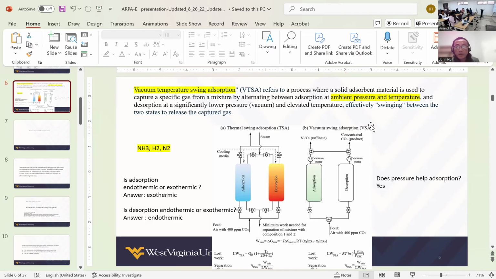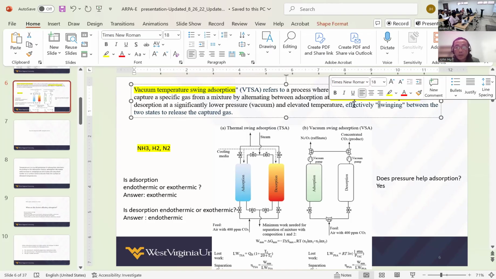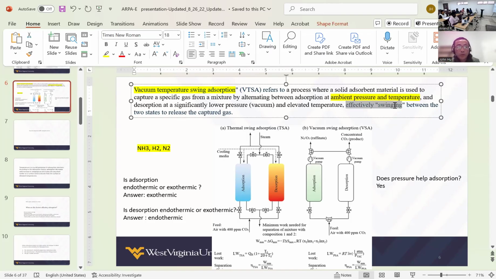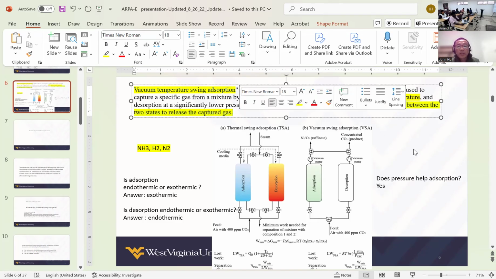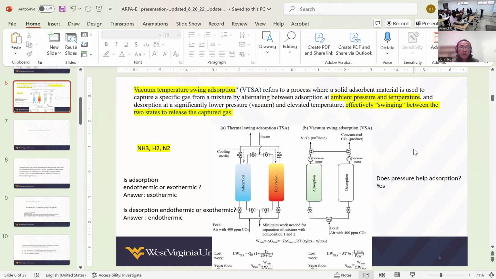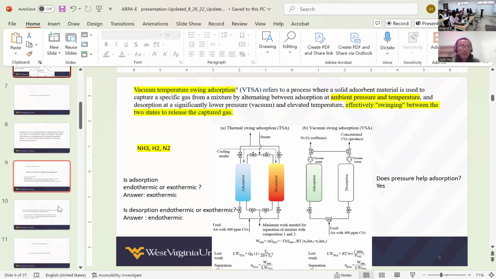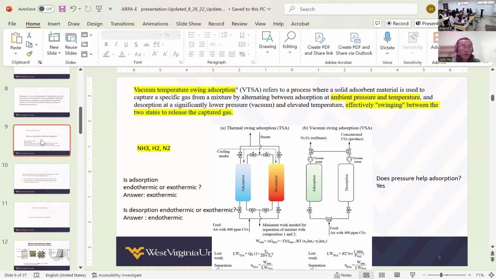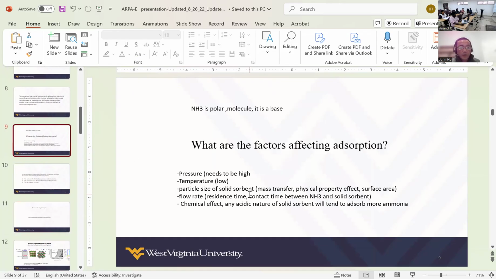You see the keywords: effective swing between the two states. So this is the key. You have to design or select a solvent that can effectively adsorb ammonia, and in the meantime effectively release the captured ammonia. Make sense? So if you understand what I'm saying, we can keep going. I don't want to just keep on, because there are so many things you can list.